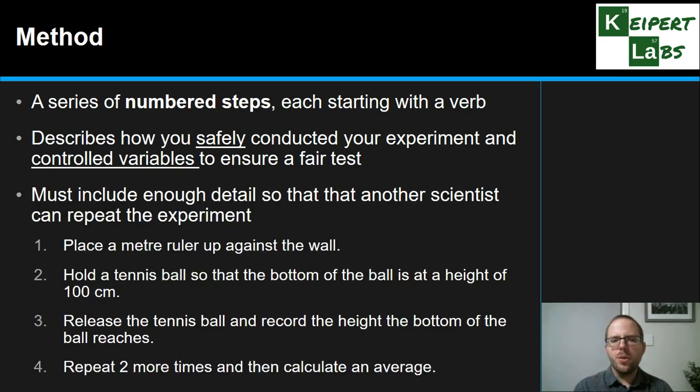Okay, so it must include enough detail so that another scientist of the same sort of skill level could repeat the experiment. So thinking about our bouncing ball experiment, you can see a numbered list of some steps here. Each one starts with a verb: place, hold, release, and then repeat. It specifies what needs to happen, the order it needs to happen, and enough detail to tell a person how to do it properly. Okay, this is like what a good recipe should be about.